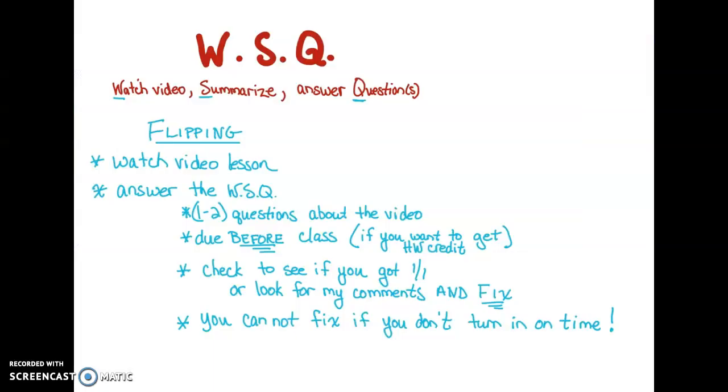My guidelines for flipping are, you're going to watch your video lesson, then answer your whisk, your 1 or 2 short questions. The key thing is that they're due before class starts. If you want to get homework credit on it, it needs to be turned in before class starts. Then when you come to class, just like what I said, check to see if you got a 1 out of 1 on it. If you didn't, this is your time to fix it. You cannot fix it if you don't turn it in on time. If you don't turn it in on time, I will give you a 0 out of 1, and it will just say late on it.